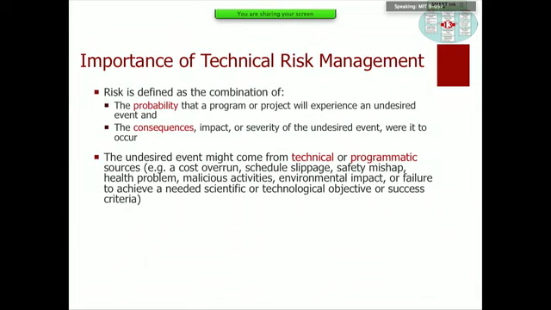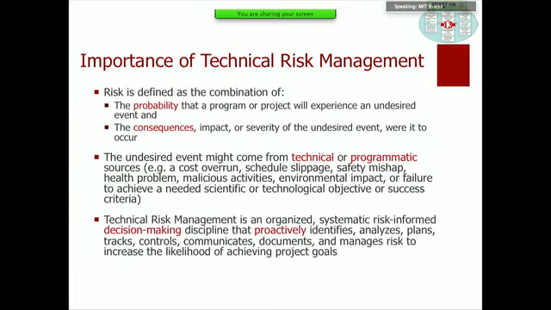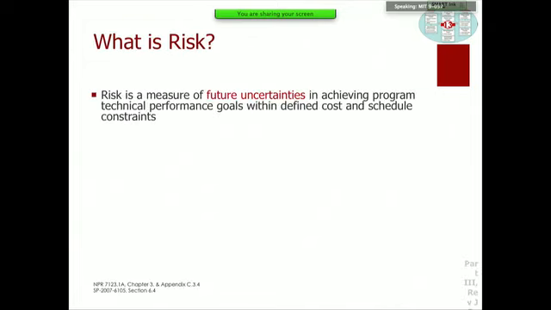Cybersecurity is a big thing these days, environmental impact, failure to achieve the scientific or technological objectives or success criteria. And so technical risk management is therefore an organized, systematic, risk-informed activity centered around decision-making to proactively identify, analyze, plan, track, control, communicate risks, and to increase the likelihood of success of a program.